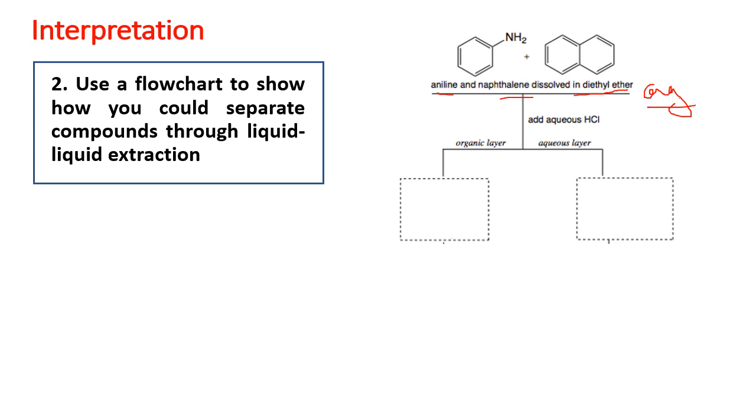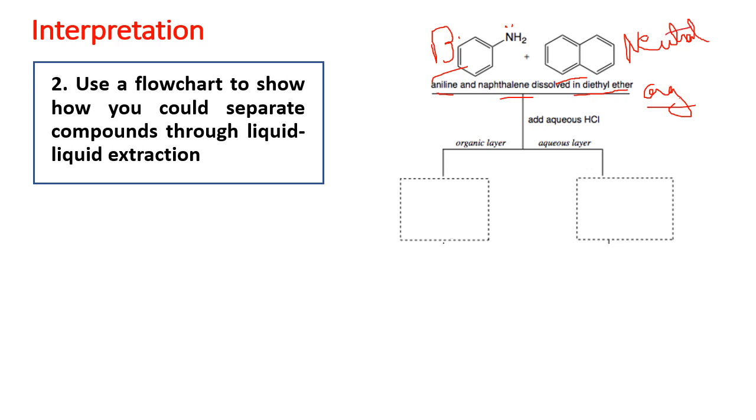This will depend on the nature of the two compounds. The first compound is aniline, having an NH2. So what is this? This is a basic compound. While the naphthalene, it has no functional groups. It's neutral. It's neither basic nor acidic. Then, what shall you use to separate them?